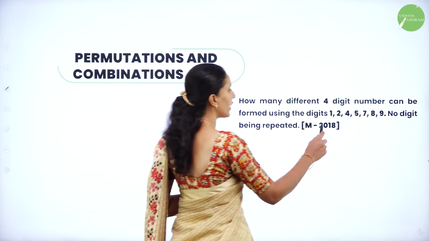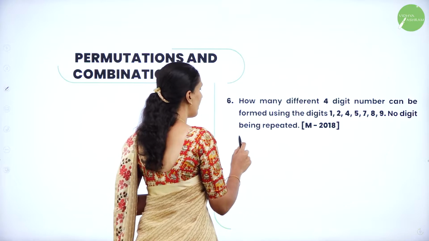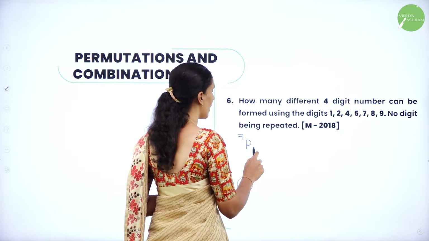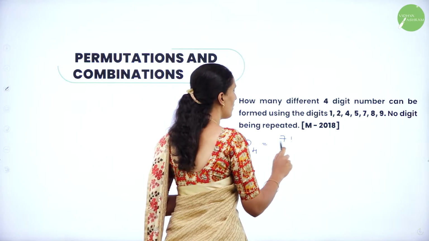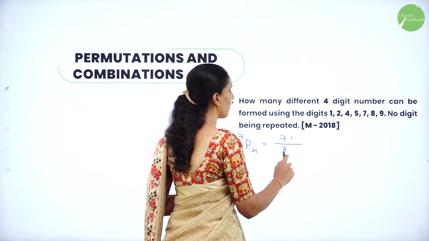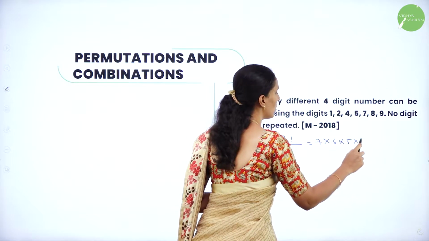So how many digits do we have? 1, 2, 3, 4, 5, 6, 7. So we have 7 digits, and out of that we need to take only 4 digits. So the value will be 7P4, that is 7 factorial by (7 minus 4) factorial, that is 3 factorial. So the value is 7 into 6 into 5 into 4.